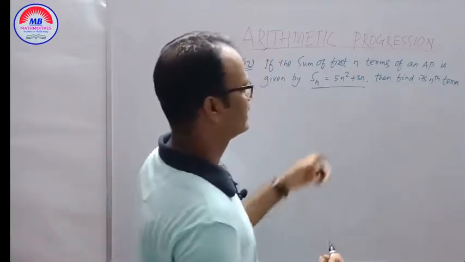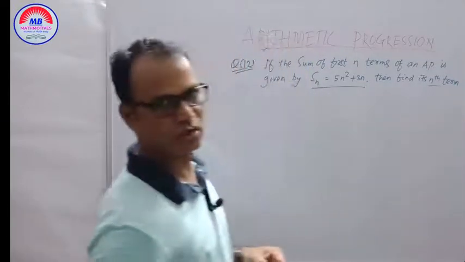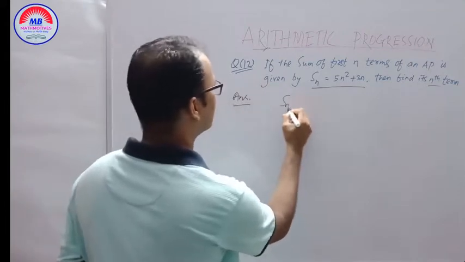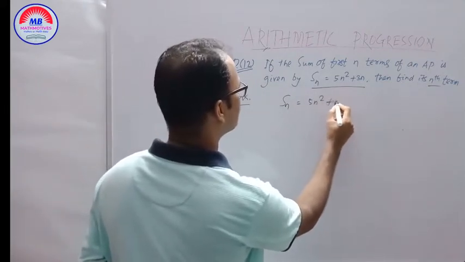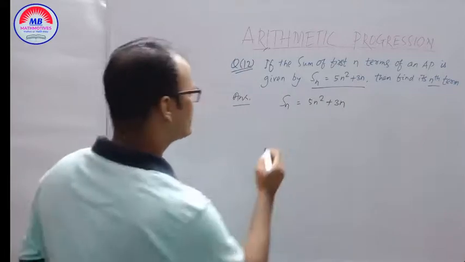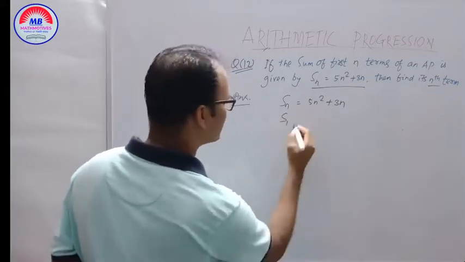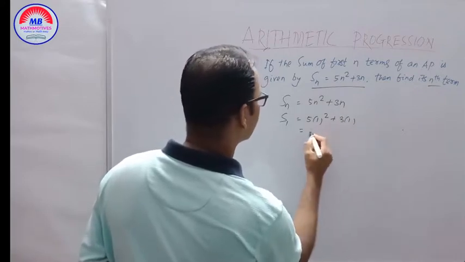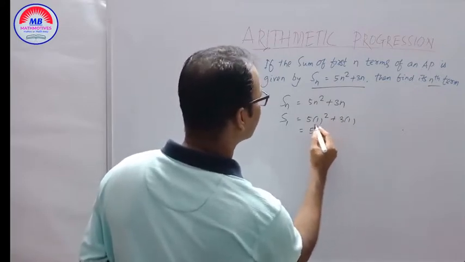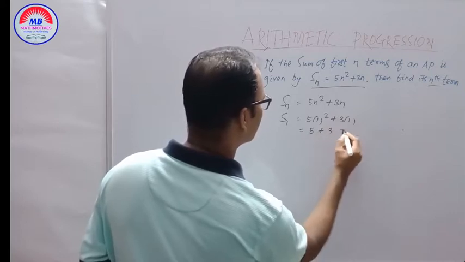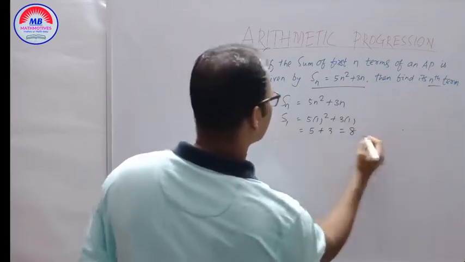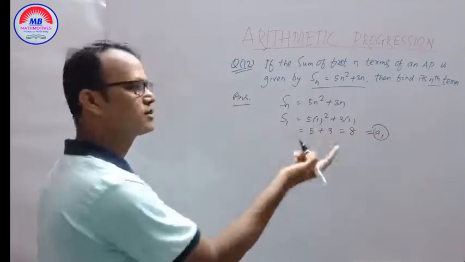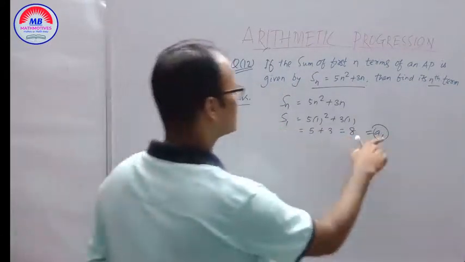Okay. If the sum of first n terms of an AP is given by Sn equal to 5n square plus 3n, then find its nth term. So the question is given Sn equal to 5n square plus 3n. If we put 1 in place of n, then S1 is 5 into 1 square plus 3 into 1, that equals 8. So S1 is also equal to A1, because the first term is A1 and S1 is the sum of the first term.